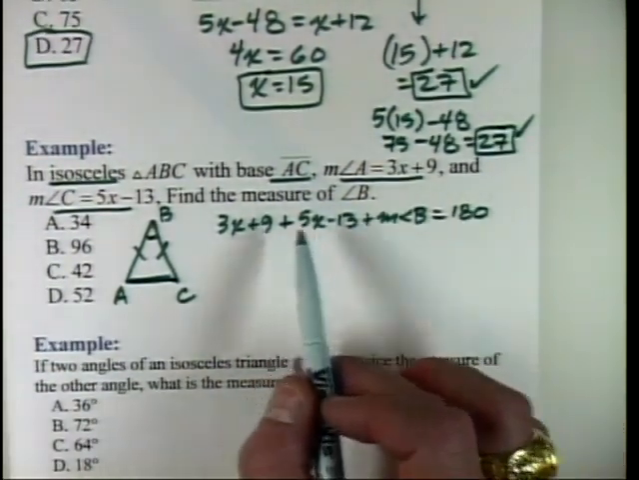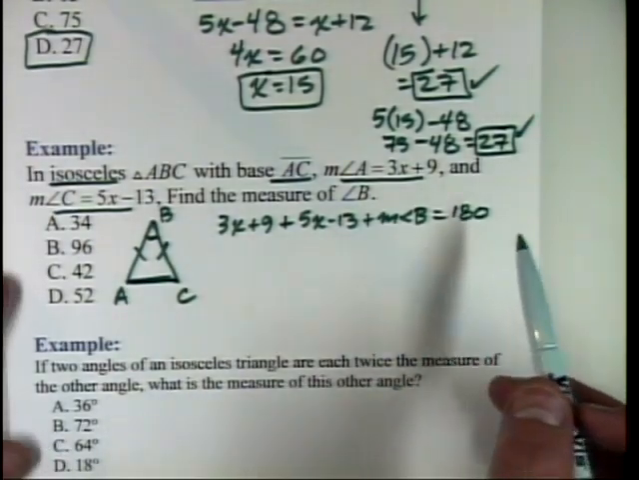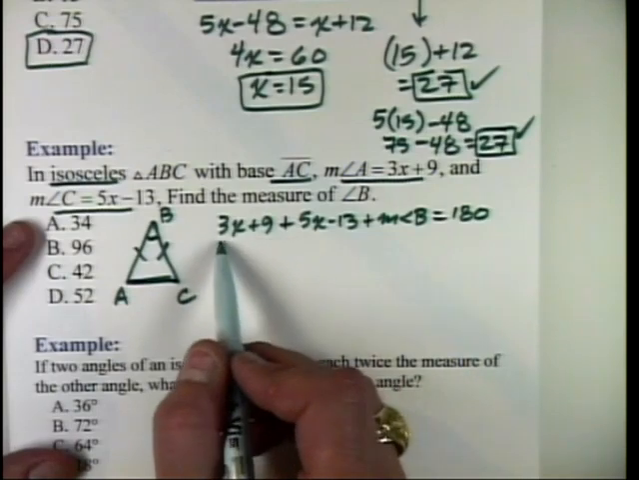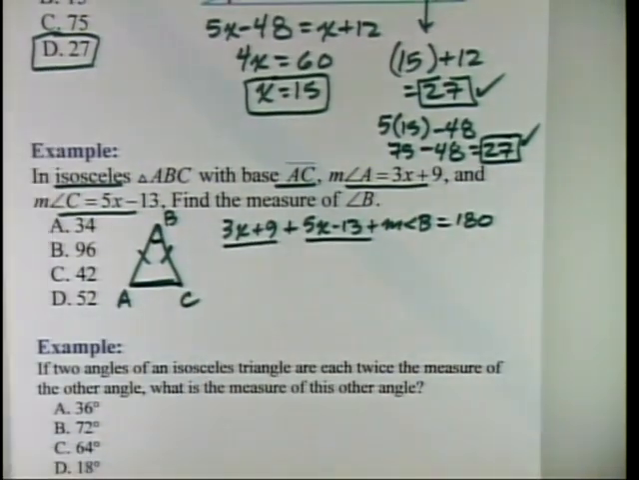I either need to know x to find the measure of angle B, or I need to find the measure of angle B, in which case this problem is done. Well, how am I going to eliminate one of the variables? We're going to actually be able to solve for x first. How are we going to do it?